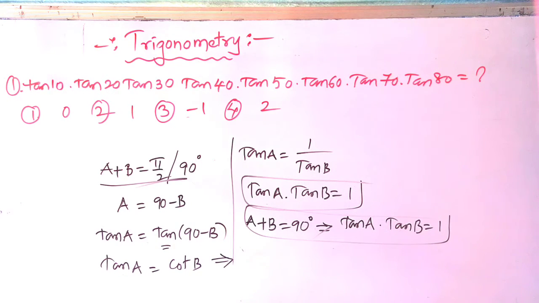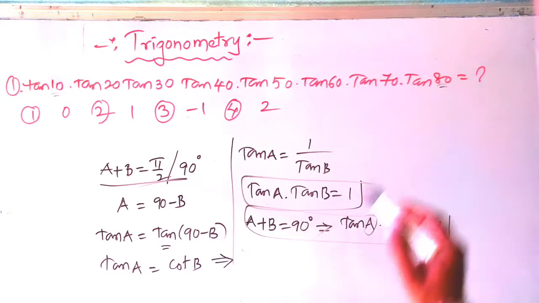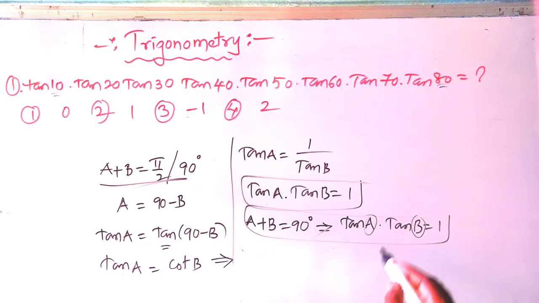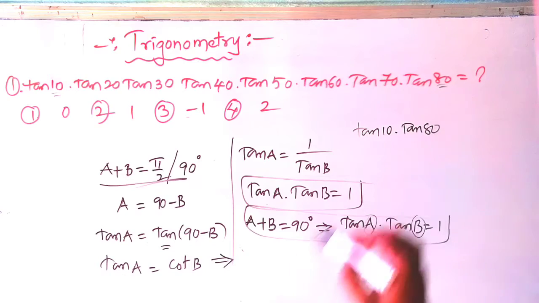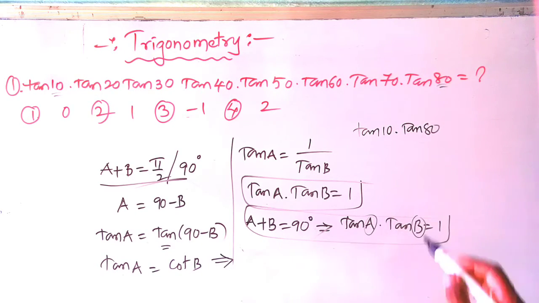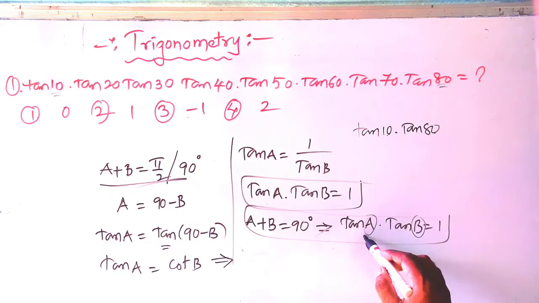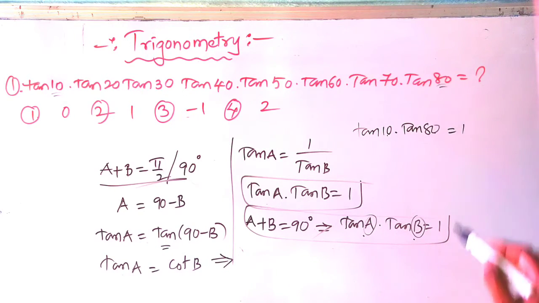That is, if A plus B equals 90 degrees, then tan A into tan B equals 1. Okay, now here we have A and B, and we need to add them in the given problem. So what we get here? Here 10 degrees is there, here 80 degrees is there. Okay, observe this one. Tan 10 into tan 80, that means 10 plus 80, 90 degrees. So tan A into tan B equals 1.